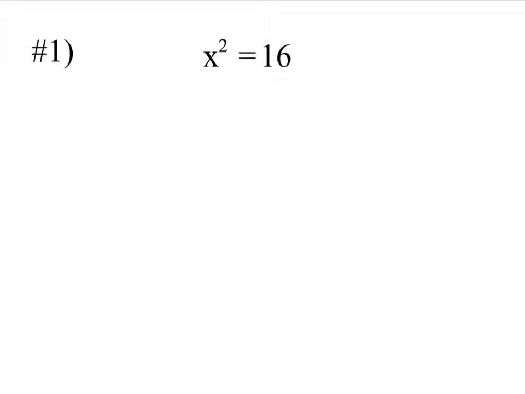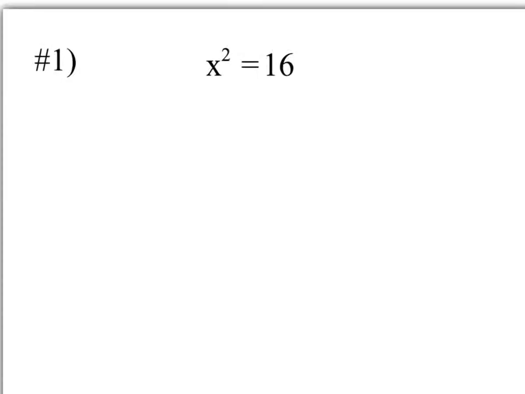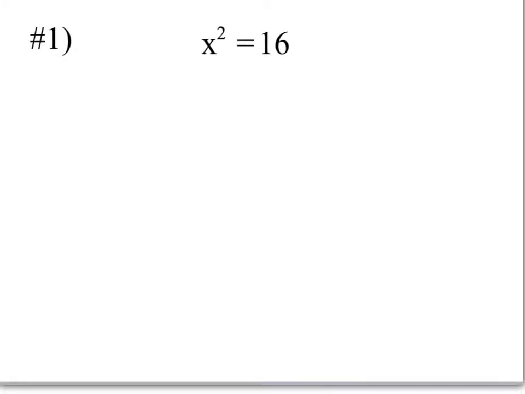Alright, the first question says x squared is equal to 16. We learned in the last chapter that in order to get rid of a square root, we square it. So it makes sense that in order to get rid of a square, we just square root it. So I'm going to square root both sides. The squared and the square root are going to cancel, leaving you x equals the square root of 16.